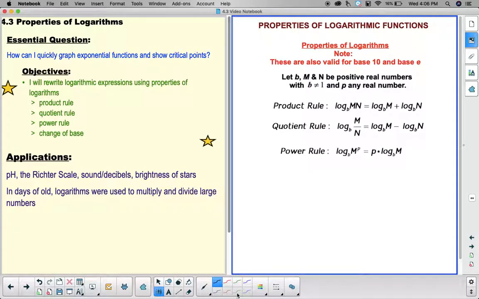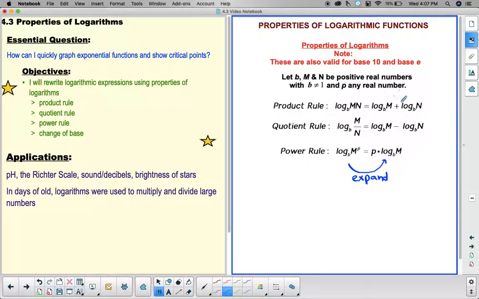So sometimes we use them when we go this way. We go from the logarithm of a product, the logarithm of a quotient, or the logarithm of a power, and we write it with more terms. That's called expanding. So one thing we'll be doing with the properties of logarithms is expanding logarithmic expressions.